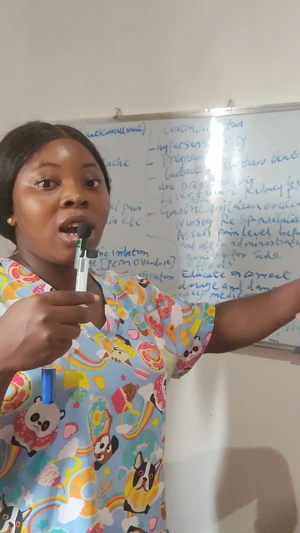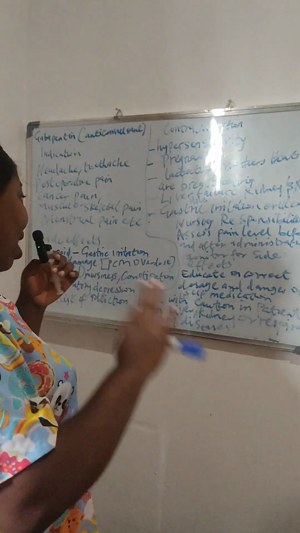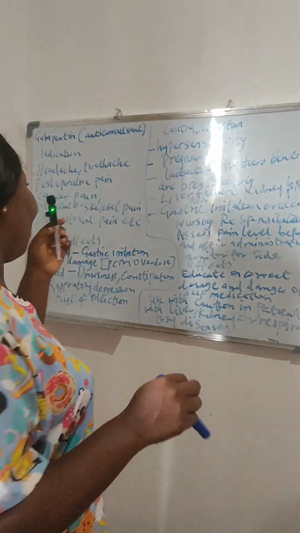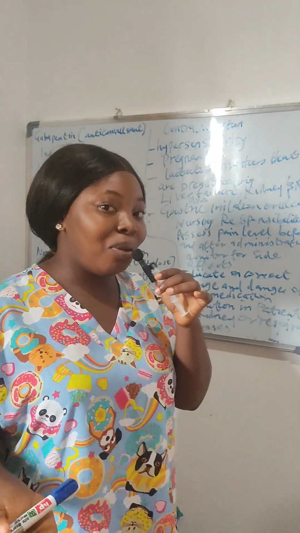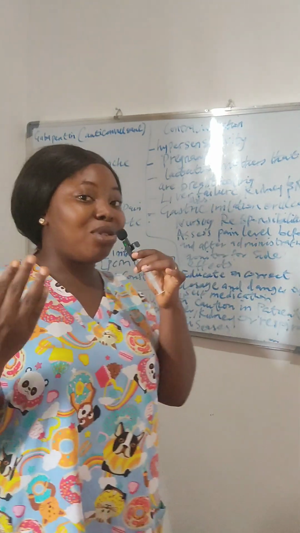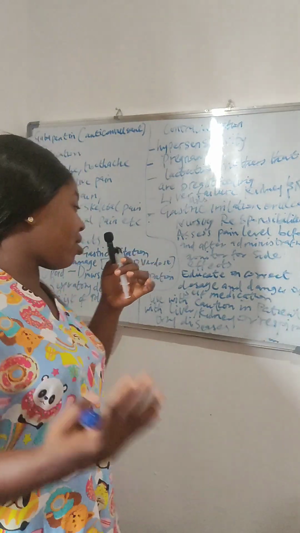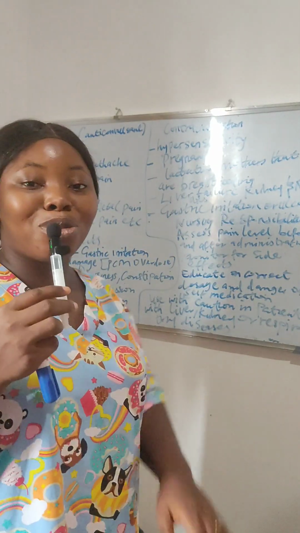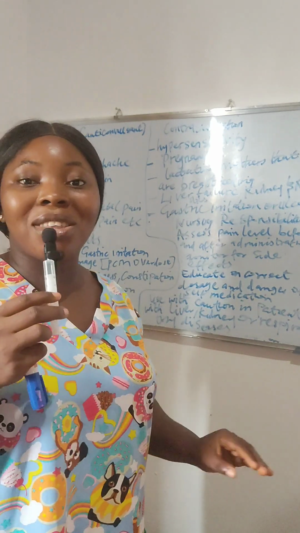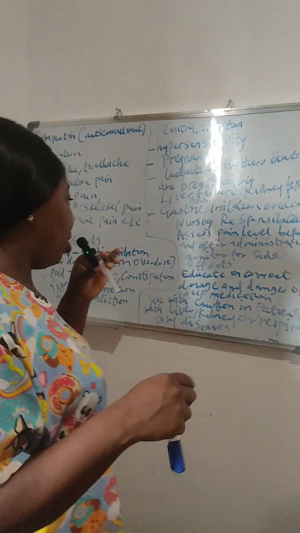Now, nursing responsibility in general. Before you give this analgesic, you assess the patient's pain level, before and after administration of this analgesic. You monitor for side effects. And that is why if you take an opioid analgesic, do not drive, do not operate a machine. You have to rest for some time before doing anything.